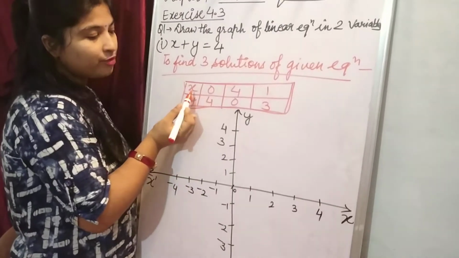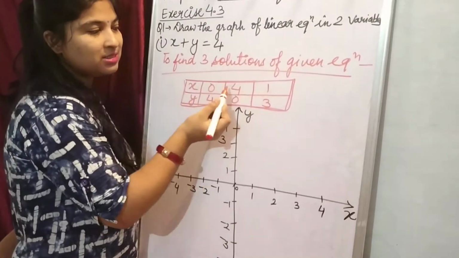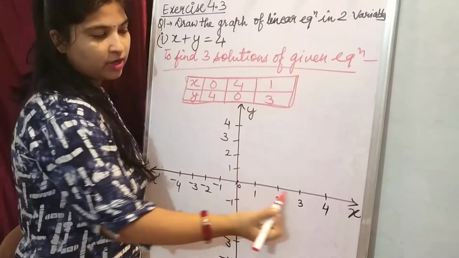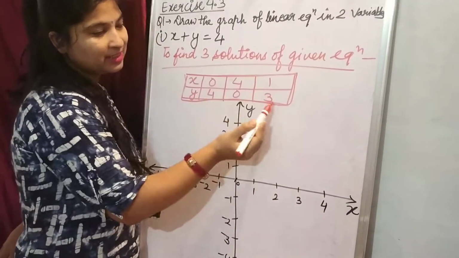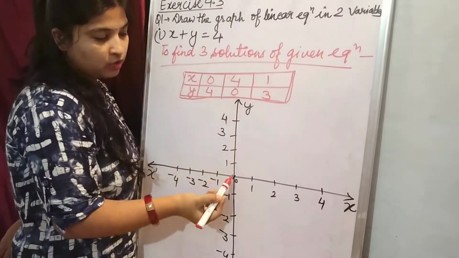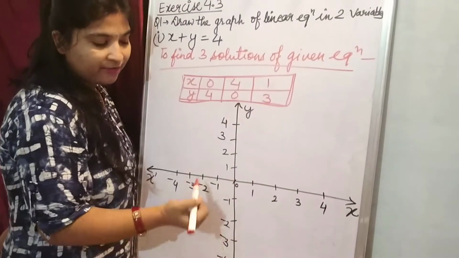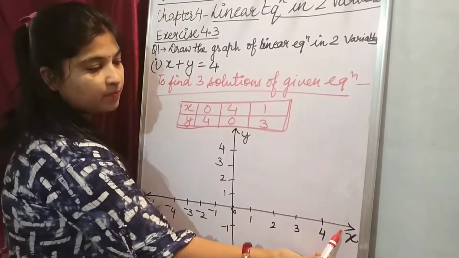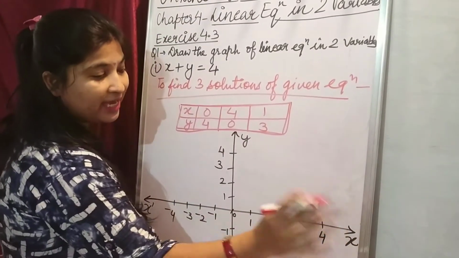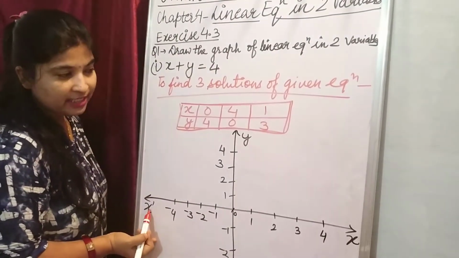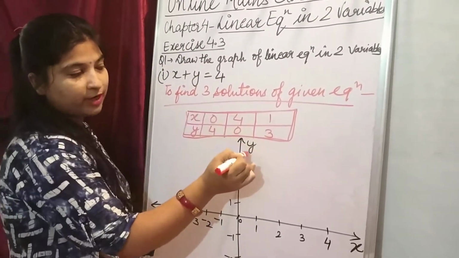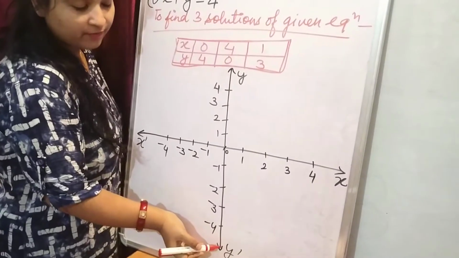You can check it from here. On the x-axis, what is the highest number? 4 is the highest, so I have taken 4 as highest. On the y-axis, what is the highest number? 4, so I have taken 4. On negative and positive also, the positive side of x will be known as x, the negative side will be known as x dash. Positive side of y, negative side as y dash.